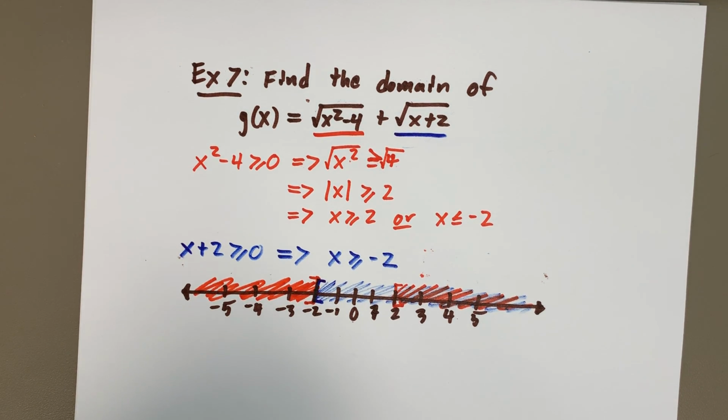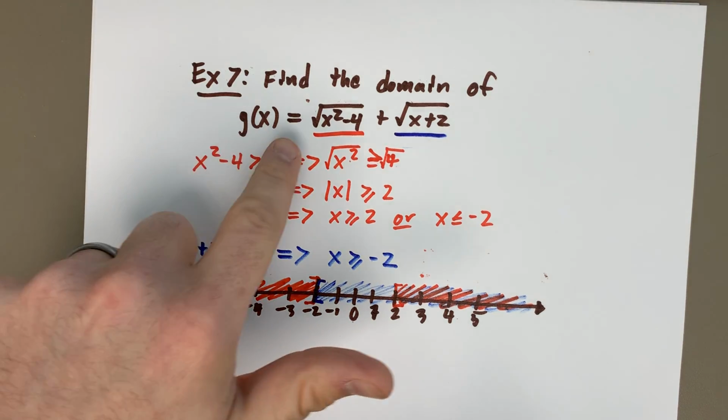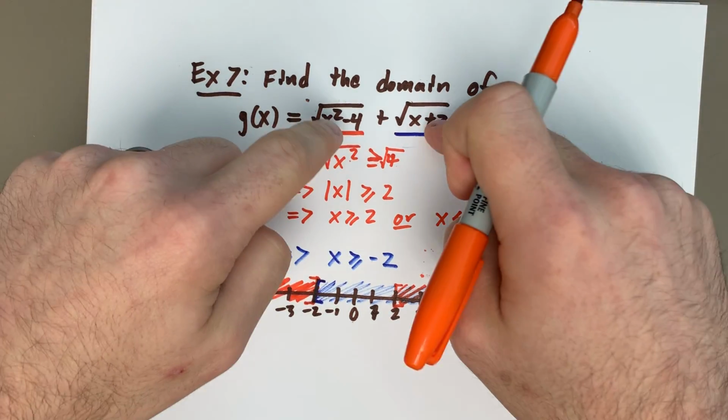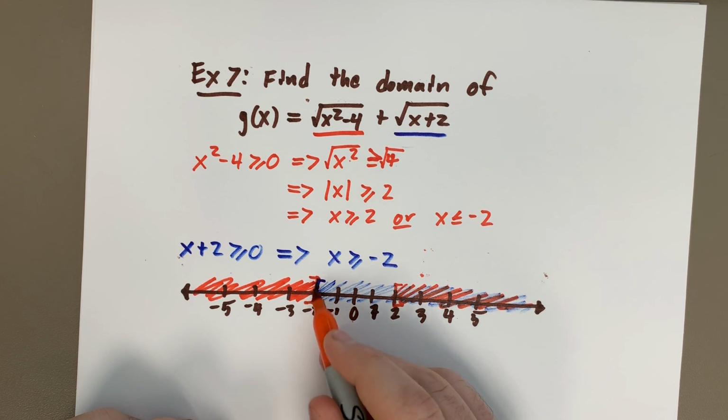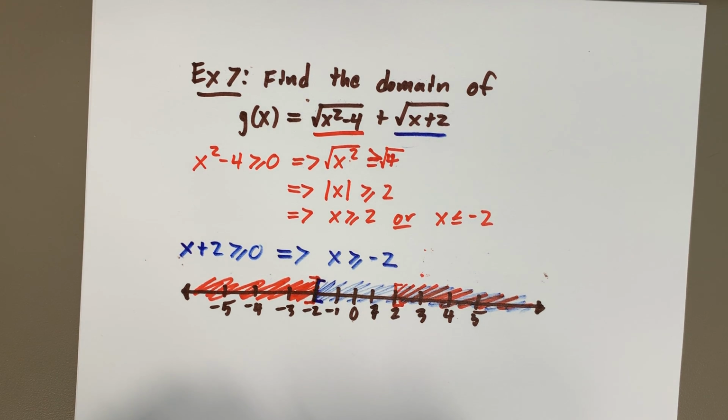All right, so remember, the domain of the entire function is where the domains of the individual parts overlap, okay? So where do the domains overlap? From 2 onward, and precisely at minus 2, because we have a square bracket overlapping a square bracket.